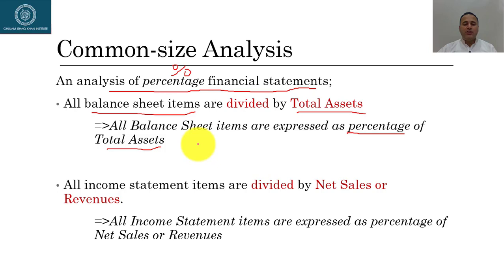And I'll tell you in the coming few slides why we need common size analysis. I'll give you some applications for that. So if we are doing a common size analysis for a balance sheet, we divide each item of the balance sheet by total assets and express it as a percentage. That is common size analysis for the balance sheet. For the income statement, on the other hand, we divide all items of the income statement by net sales or revenues.